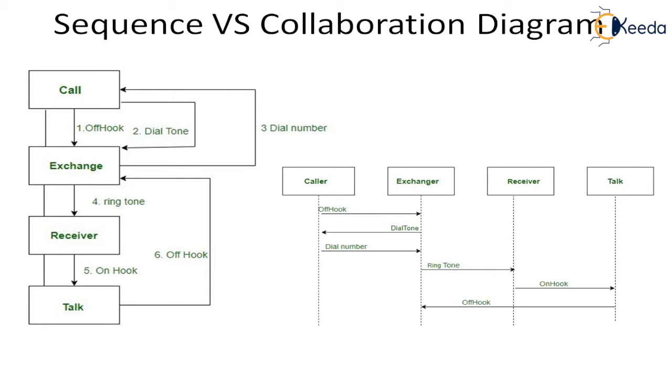And this is the same example. We wrote it in a collaboration diagram form: call, exchange, receiver, talk. And if we write the sequence diagram of it, it will look like this. So we will have these lifelines. These are the objects on the top. We will have a horizontal and a vertical axis, and these are all the messages.